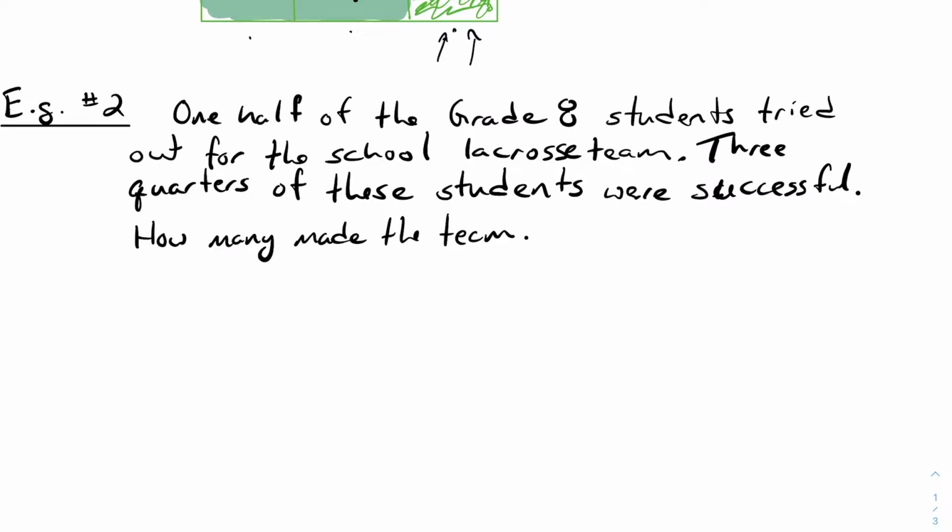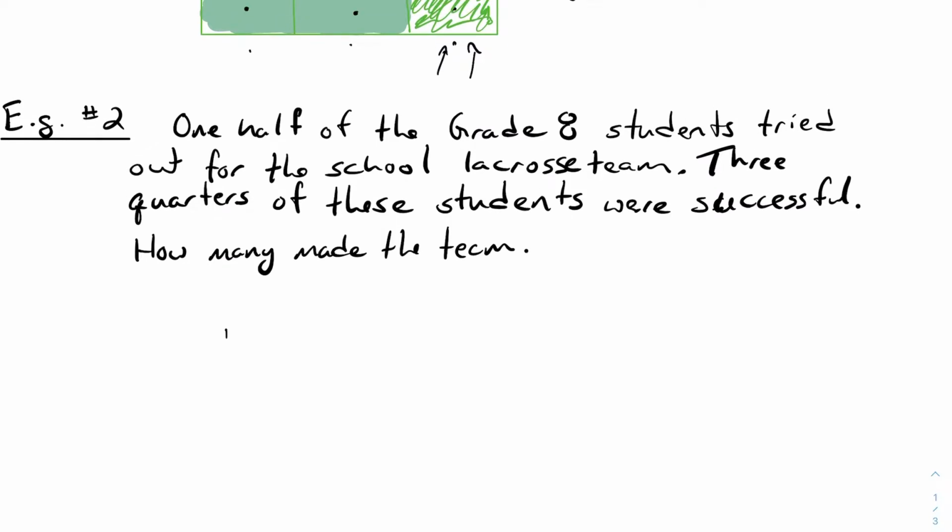So again, we'll use just a little grid to represent our students. And if we say 1/2 of the grade 8s tried out for the lacrosse team, let's split us down the middle. So to start with, we can say 1/2 has tried out, so let's fill in the bottom here. So this whole thing represents 1/2.